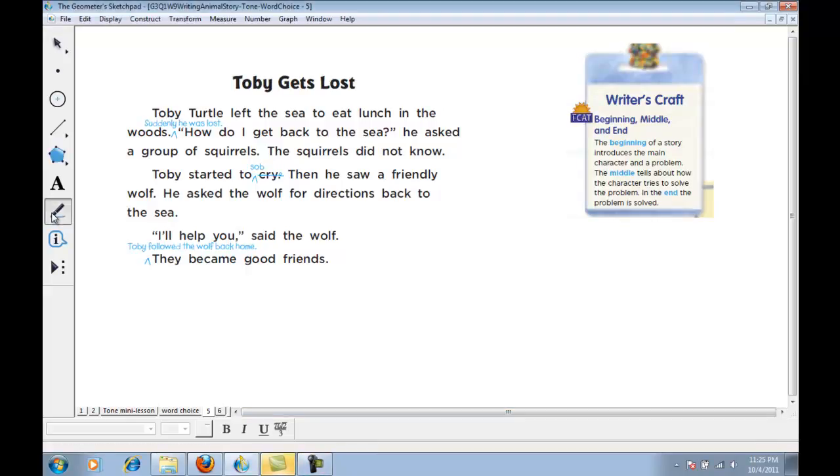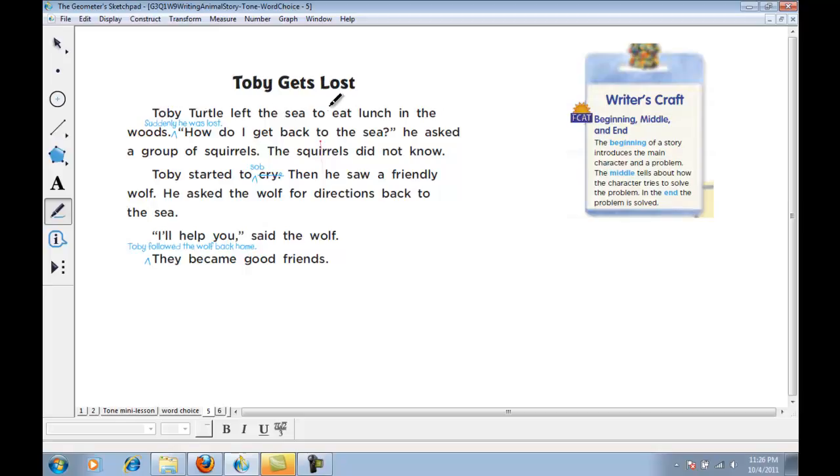Now that we've looked at those lessons about tone and word choice, let's take a look at the essay that we wrote, or that we saw that somebody wrote, talking about how Toby gets lost. And we'll look at some changes that we can make to make our story even better.